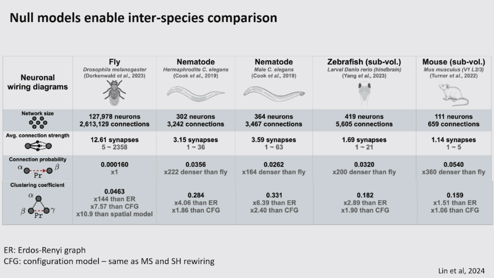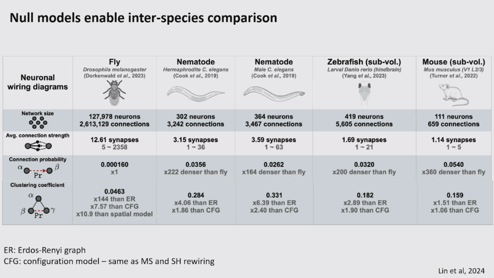Another important benefit of using nulls is that they allow us to compare measures across species. This is a busy slide, but what the authors are doing here is comparing their network measures in the Drosophila to other species, C. elegans and zebrafish. If you focus on the last row there, where we're looking at the clustering coefficient, they've shown how much greater the clustering coefficient is than a random graph, or CFG, which is basically a different type of null model that also preserves node degree.